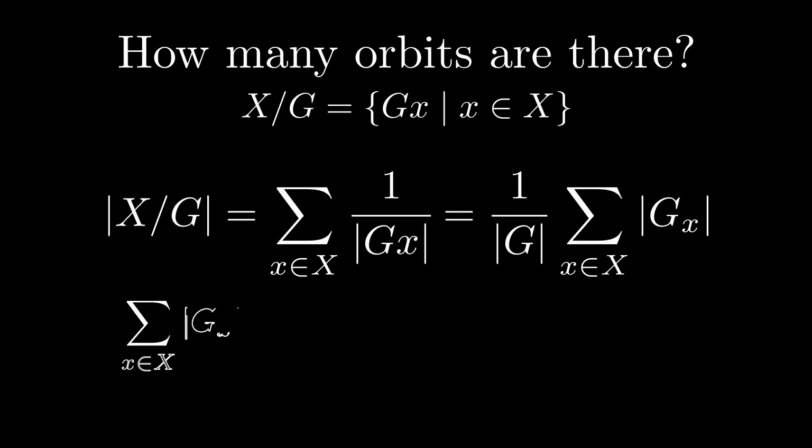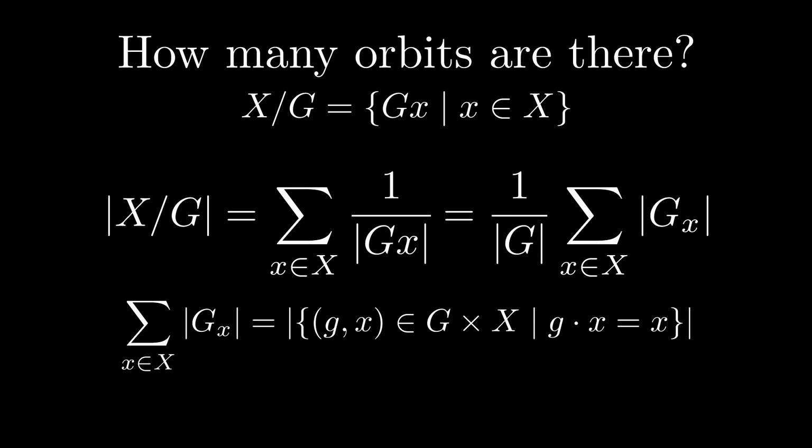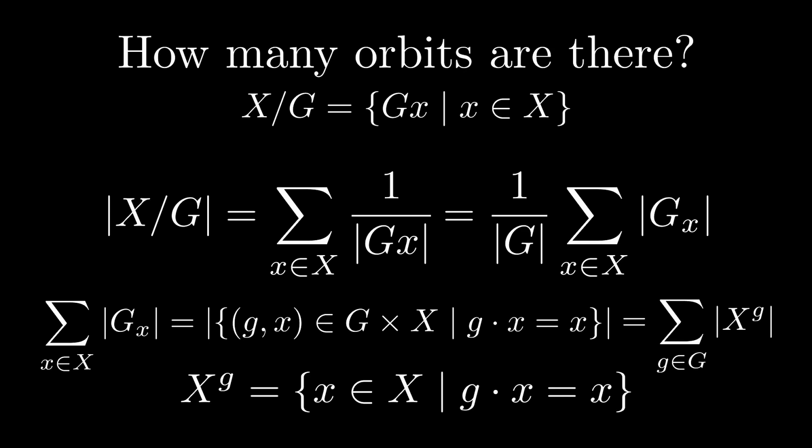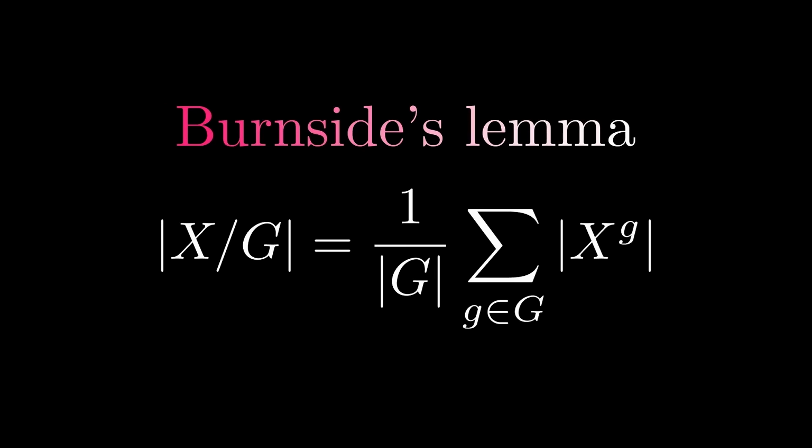The sum of all the stabilizers is the same as the number of elements of this set, which in turn is equal to the sum of the number of fixed points a given group element has, where we are summing over all the group elements. Putting everything together, we obtain Burnside's lemma.